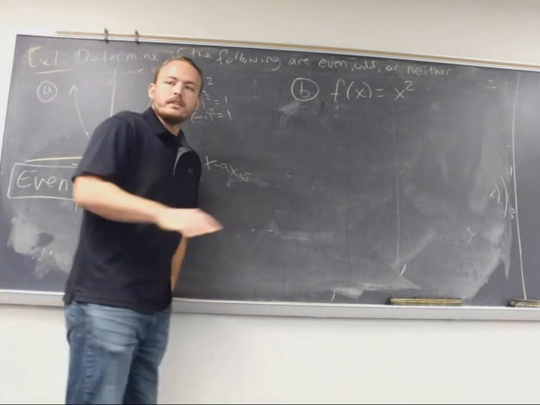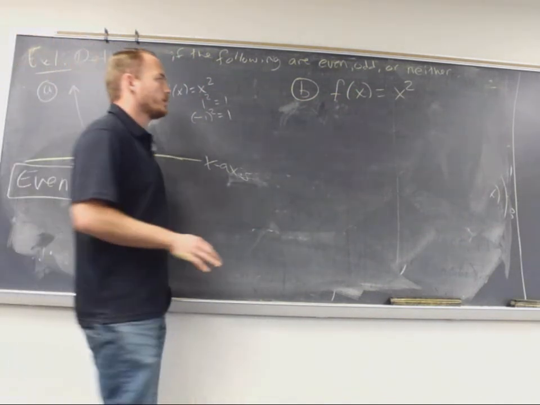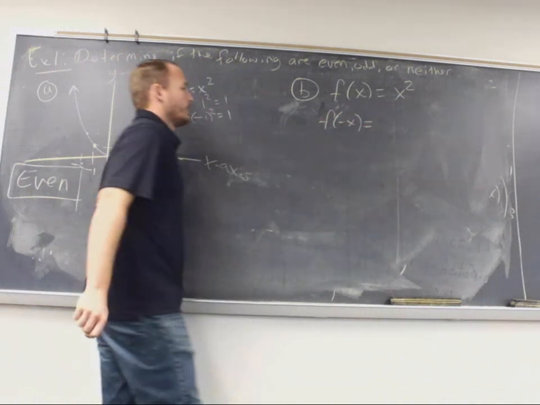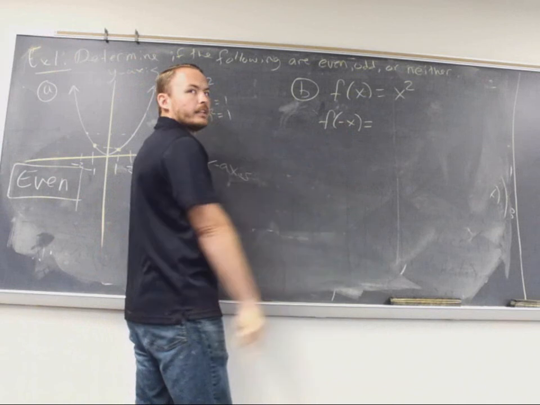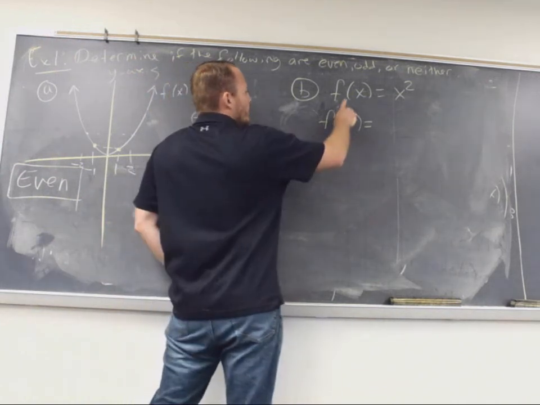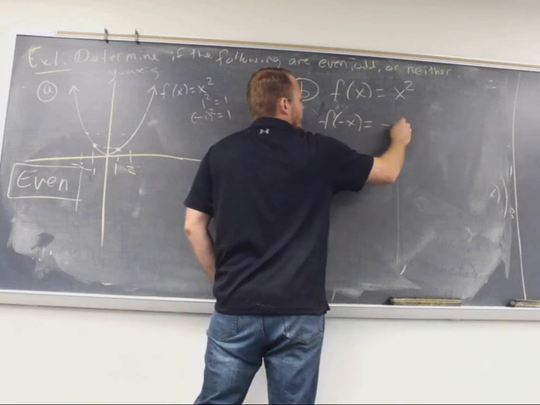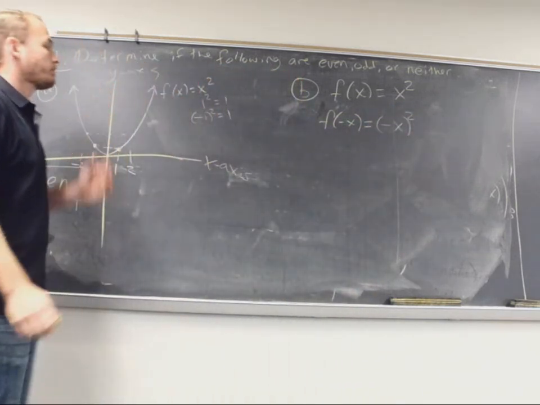So the way all of these work, whether they're going to be even, odd, or neither, they always work the same. You always start by plugging in negative x. So f of negative x. That tells me I'm using the f function, and I'm plugging negative x in there everywhere x occurs. So here's my only x, so that becomes negative x squared. You have to use parentheses there.